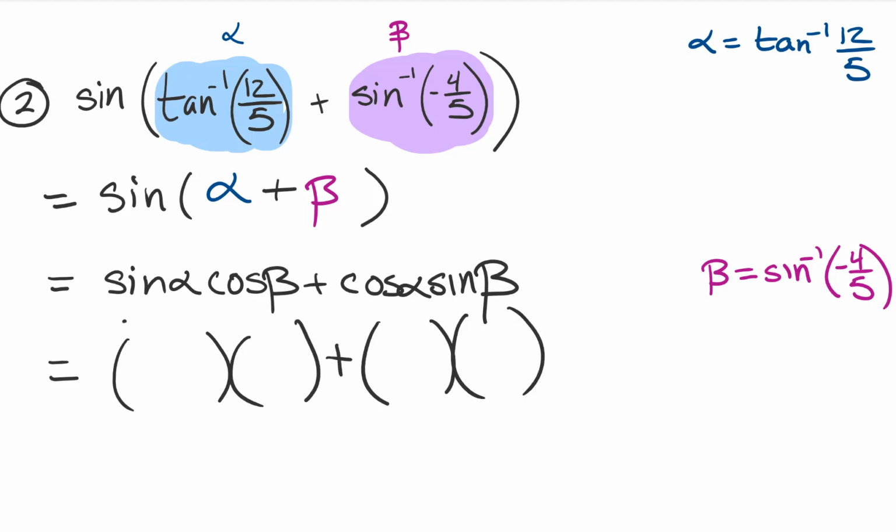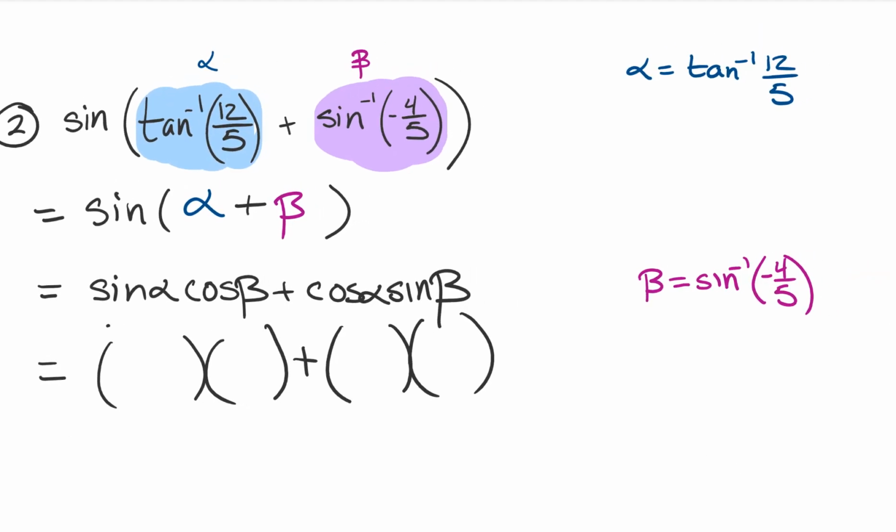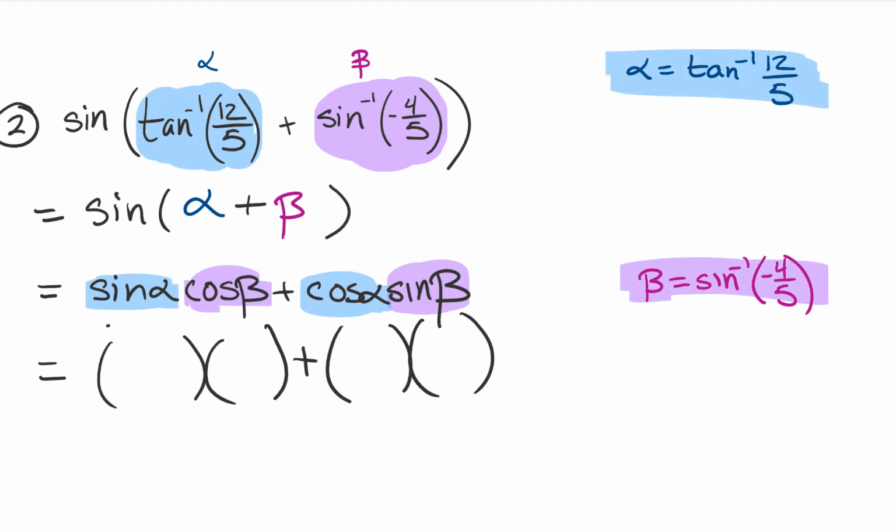We need to find sine of alpha, and cosine of alpha, cosine of beta, and sine of beta. But we have info. In blue, there's the info on your alphas. Make a triangle and find out what sine of that triangle is. Make the triangle, find out what the cosine of that one is. You do the same thing with beta.